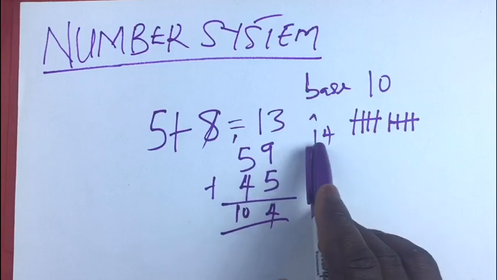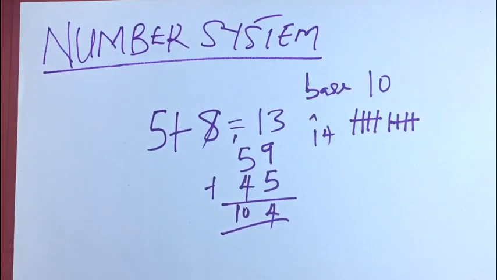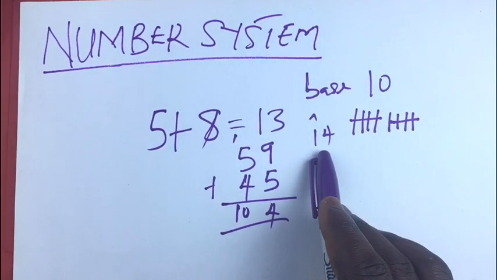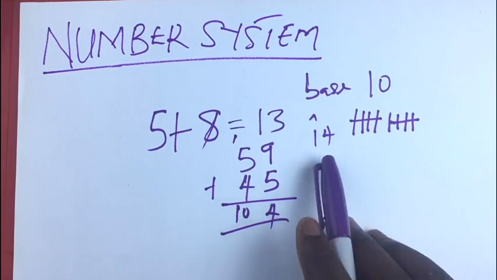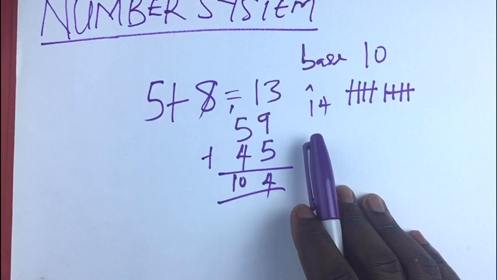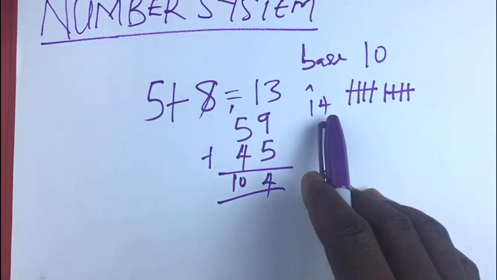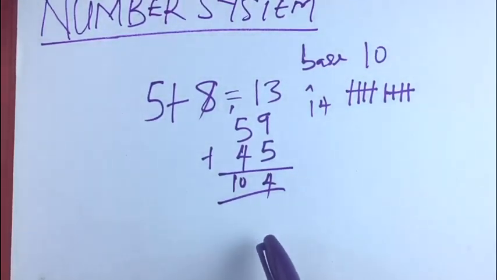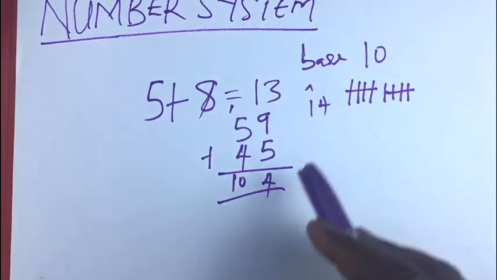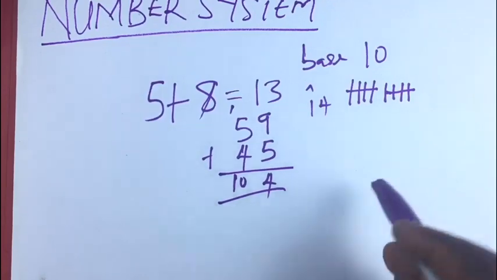Now the reason why I had to carry this 1 forward was because we are under a number base system that is 10. We can't write down 10. Whenever you're working with the number base system 10, you can't write down the number 10. You can only write down numbers that are lower than 10, that is 1 to 9.